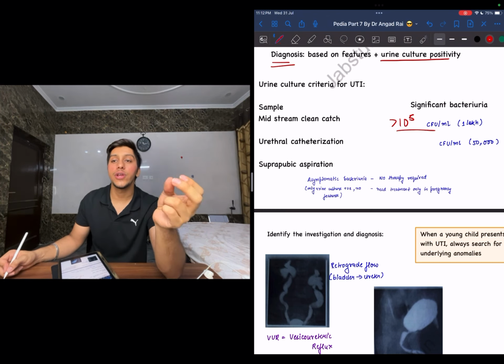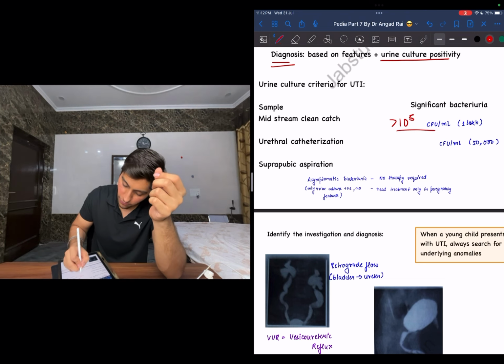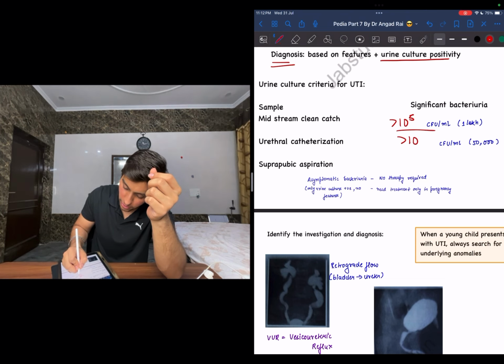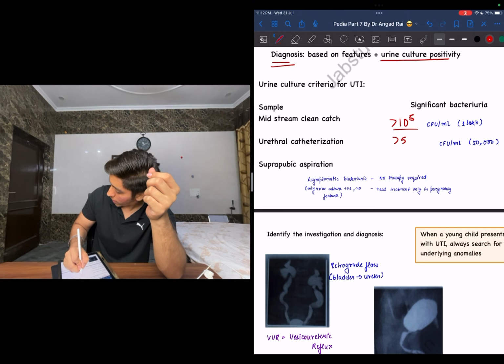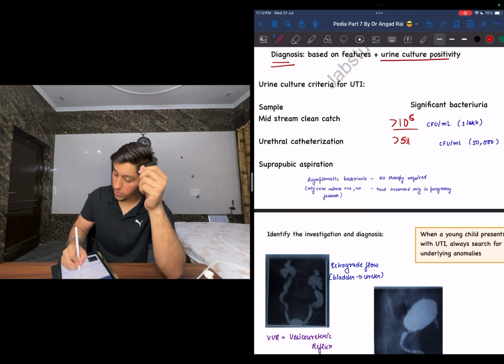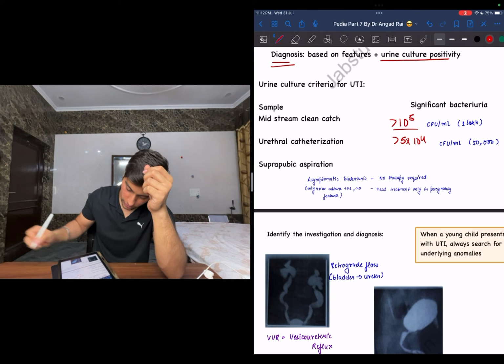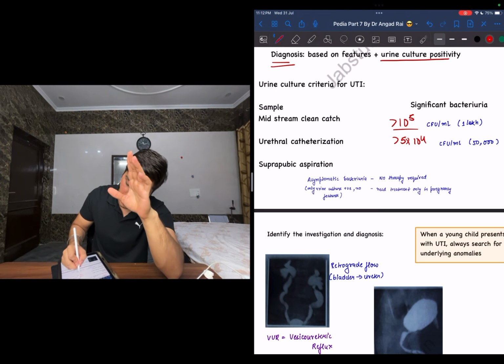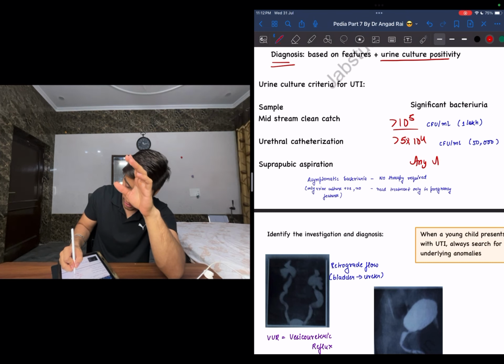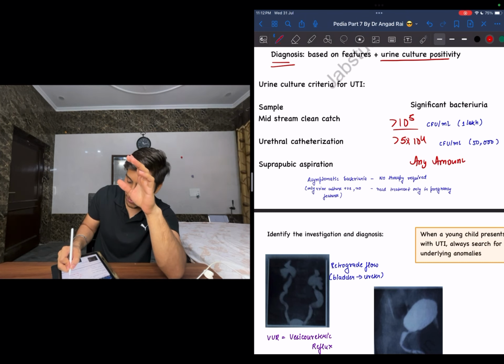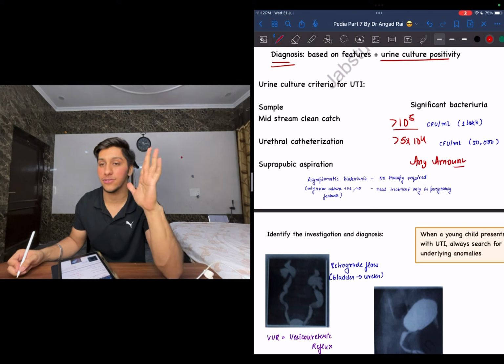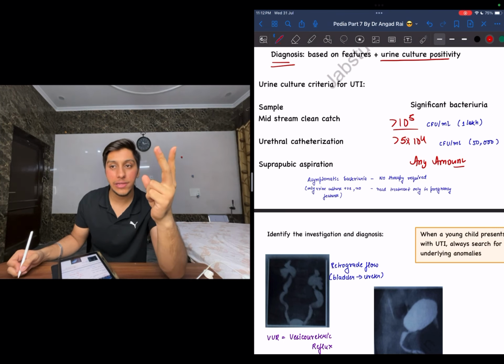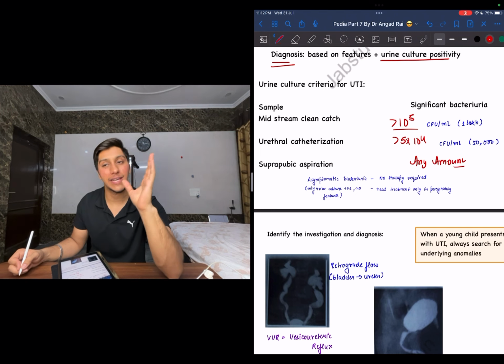Okay. Urethral catheterization, anything which is more than 5 into 10 to power 4. Okay. Suprapubic aspiration, any amount of bacteria, even one is enough for diagnosis because it is a sterile area. Okay. Midstream catch, urethral catheterization, and suprapubic aspiration.